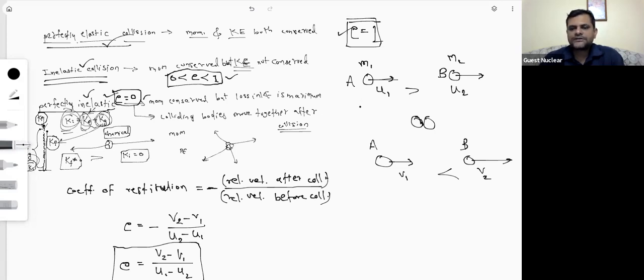So here this value of coefficient of restitution just gives us an idea about whether the collision is perfectly elastic, perfectly inelastic, or just inelastic by using these values. So these values tell us that.